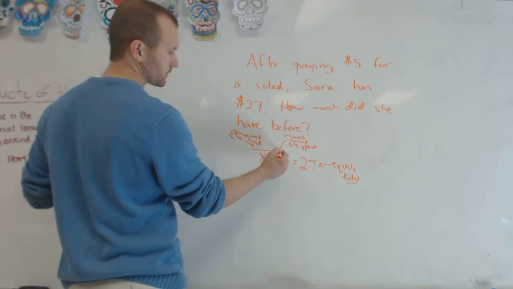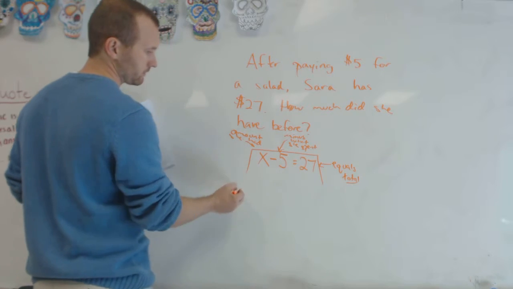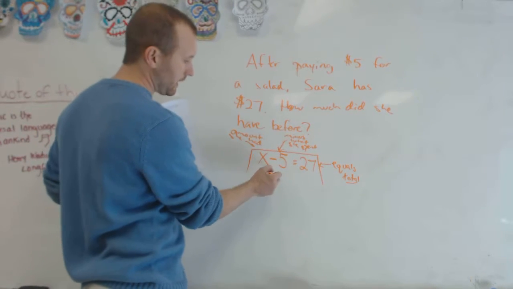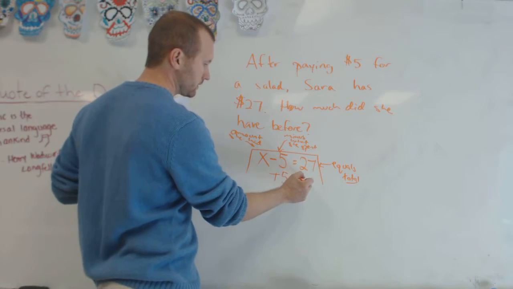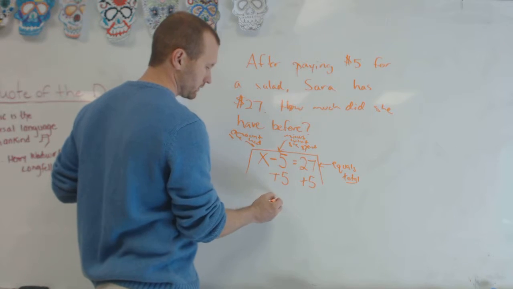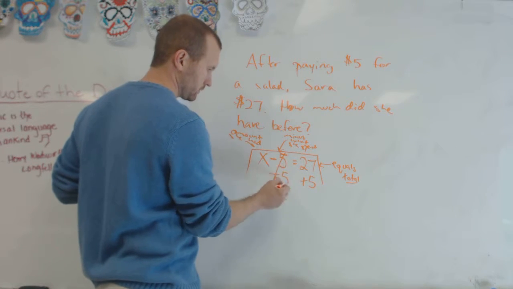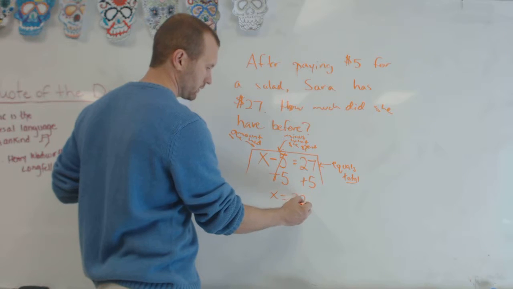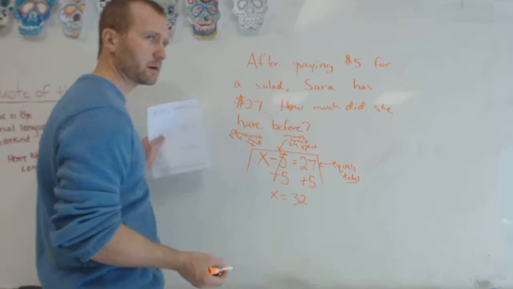How would you solve this equation right here? Plus 5. Plus 5. Add 5 to both sides. So the answer is 32. Oh, yeah. Is that my answer? Yeah. Yep.